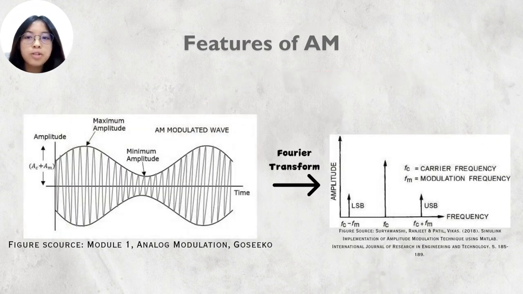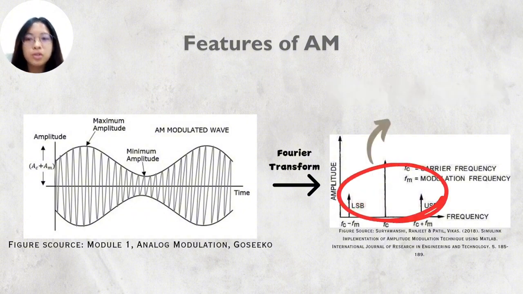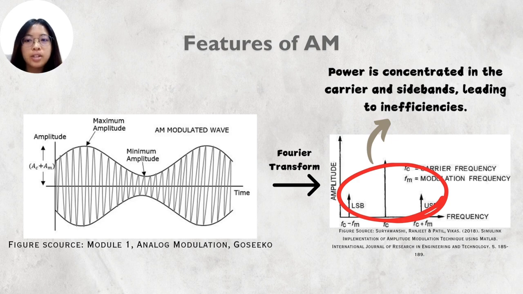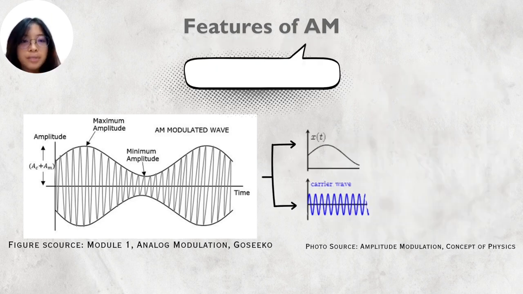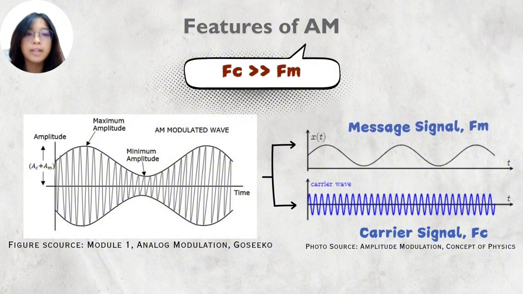From the frequency spectrum, we know that the bandwidth is twice the highest frequency of the modulating signal, which is 2 fm. Secondly, most of the power is concentrated in the carrier and sideband, which leads to inefficiency of power transmission. Third, the carrier frequency will be much higher than the message signal because higher frequency can travel a long distance.